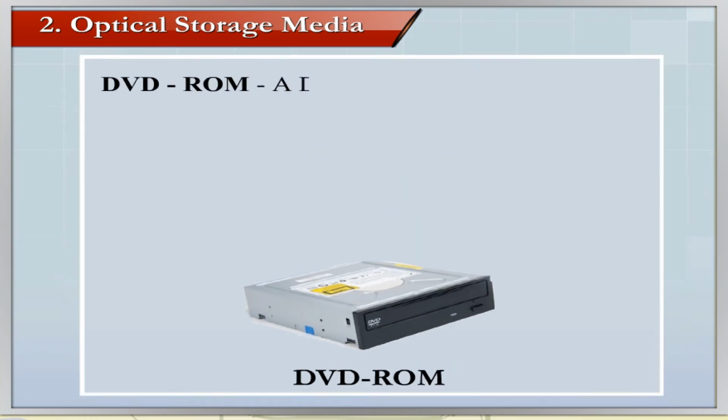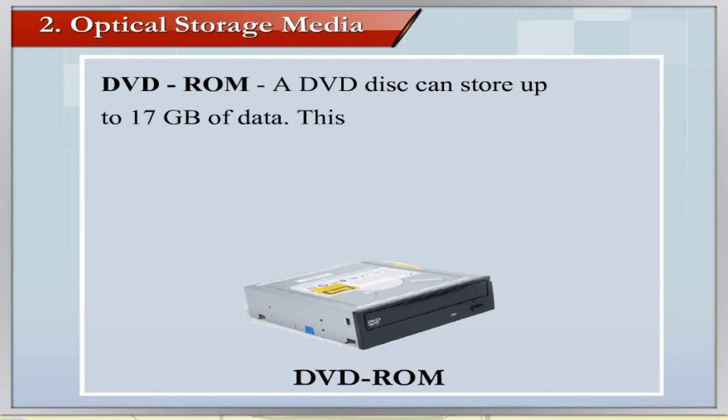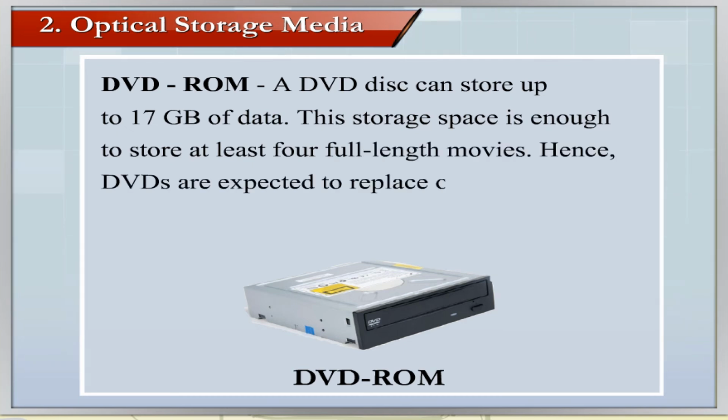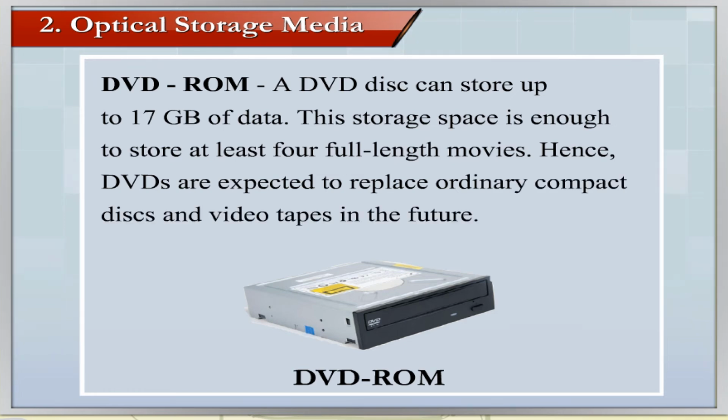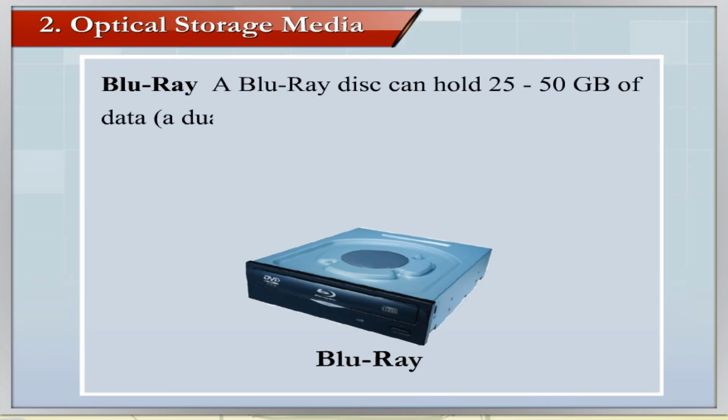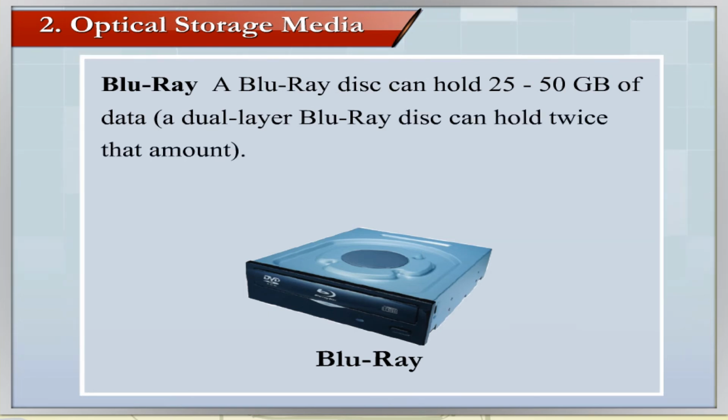DVD-ROM. A DVD disc can store up to 17 GB of data. This storage space is enough to store at least 4 full-length movies. Hence, DVDs are expected to replace ordinary compact discs and videotapes in the future. Blu-ray. A Blu-ray disc can hold 25 to 50 GB of data. A dual-layer Blu-ray disc can hold twice that amount. They are random access devices.